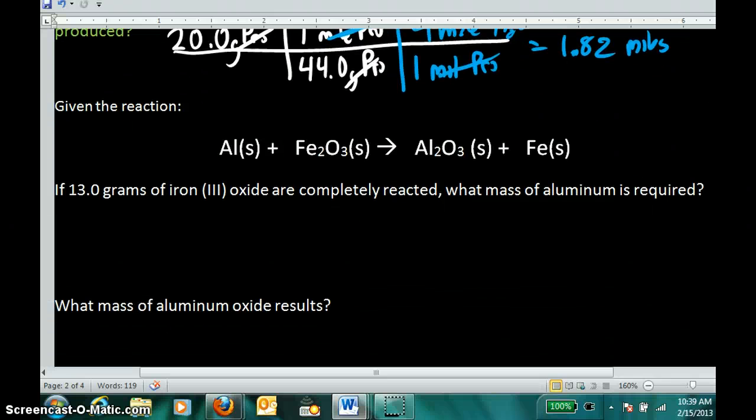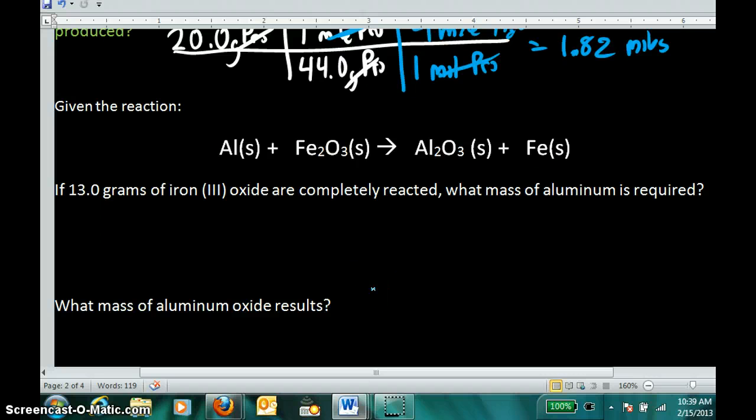This one gives us the reaction between aluminum and iron 3 oxide, which produces aluminum oxide and iron. In the two parts of the problem, we want 13 grams of iron 3 oxide to completely react, and we want to know what mass of aluminum is required. Then we want to know what mass of aluminum oxide is produced or results from the reaction.